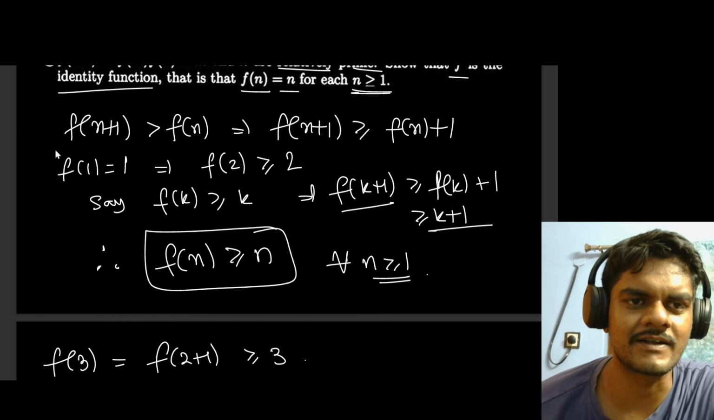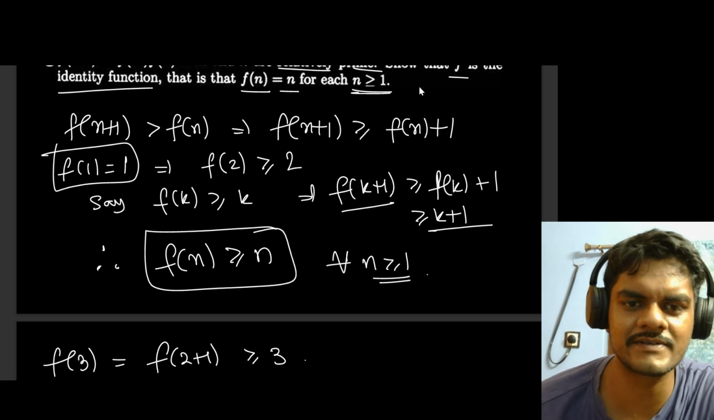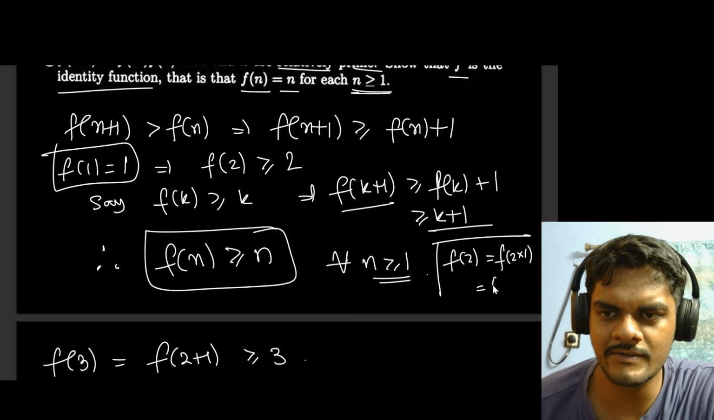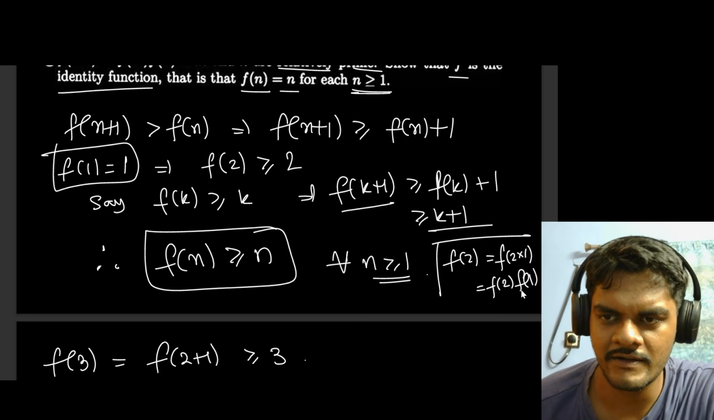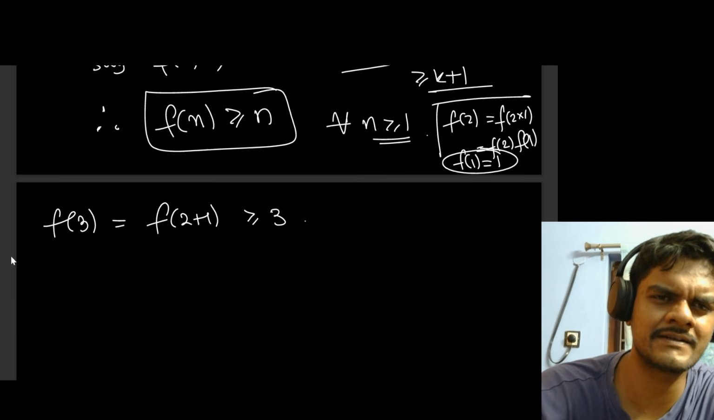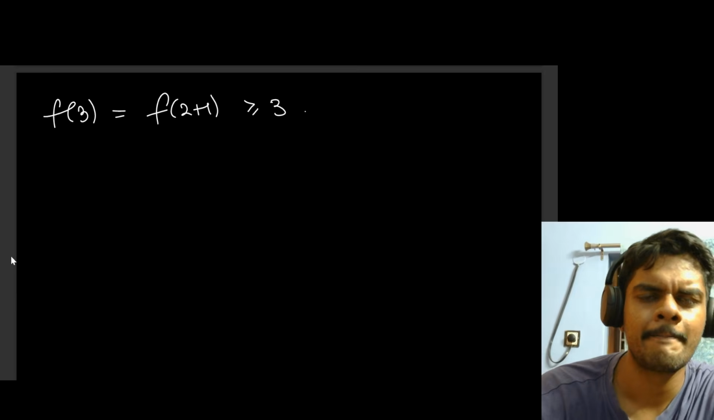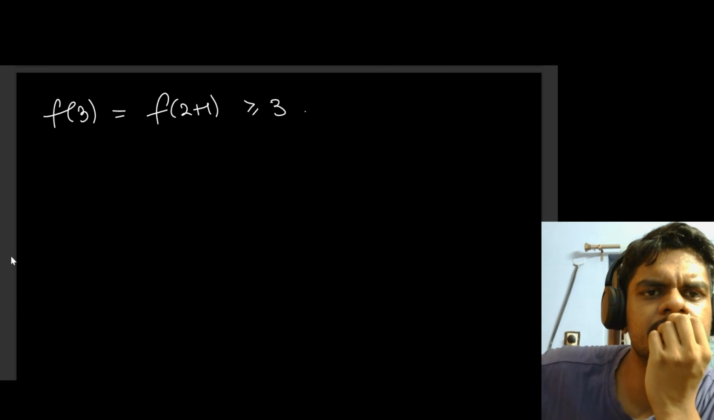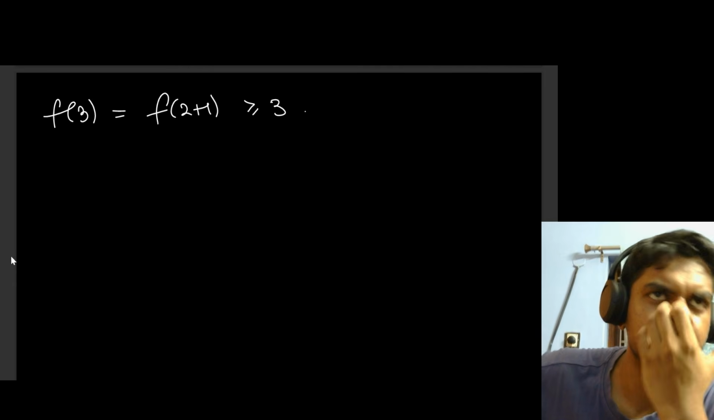Where did I get this one? f of 1 equal to 1. Because I didn't prove it. f of 2 is equal to f of 2 into 1 is equal to f of 2 into f of 1. So f of 1 always has to be 1. In any multiplicative function, you can take it for granted that f of 1 has to be 1. So what do we do with this? What do we do with f of 3?